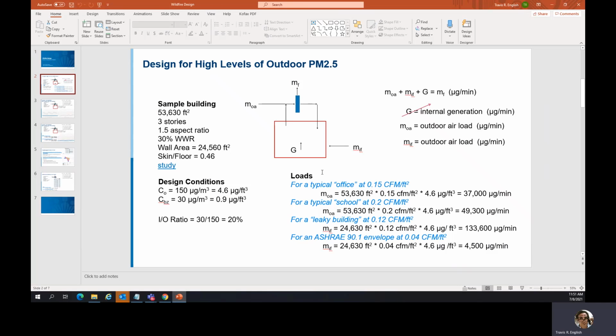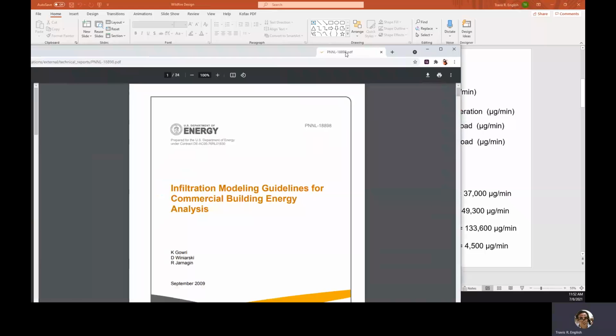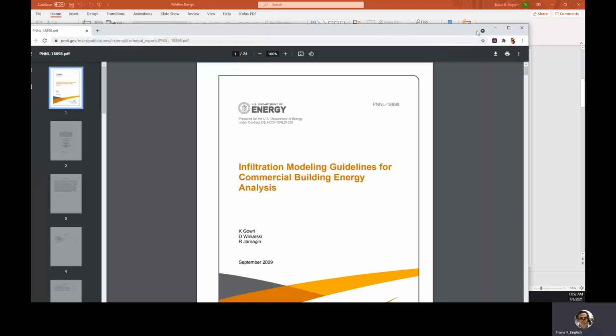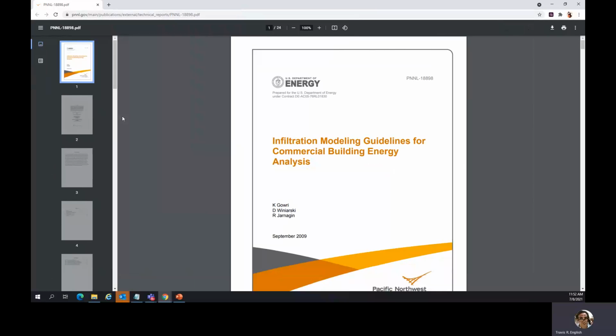So first up, I used this sample building to run through some scenarios, and the sample building comes from a PNNL study where they were looking at infiltration rates for buildings. It's kind of nice. Hold on, I'm going to bring it open. This is the study, Infiltration Modeling Guidelines for Commercial Building Energy Analysis.